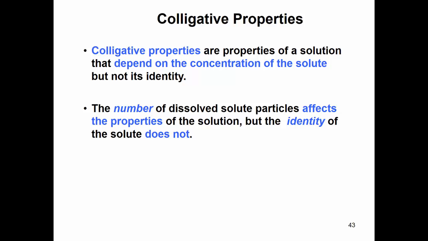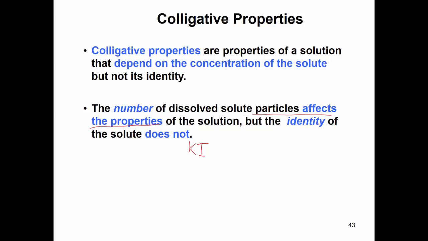But the identity of the solute does not. It doesn't matter really what the solute is for these properties. It's just the amount of dissolved solutes that are present. This is going to come up when we work a couple of problems, and these problems are very similar to your homework. So right now I just want you to think about it this way: if we have something like potassium iodide in water, the number of particles affects the properties that we're about to discuss.